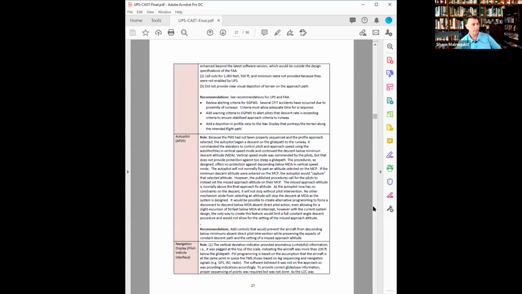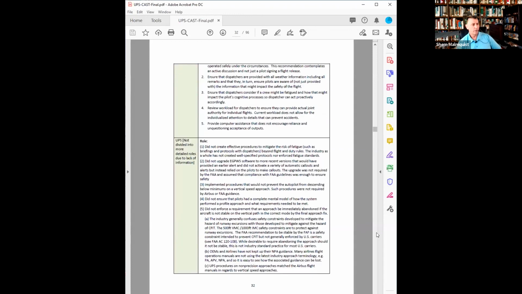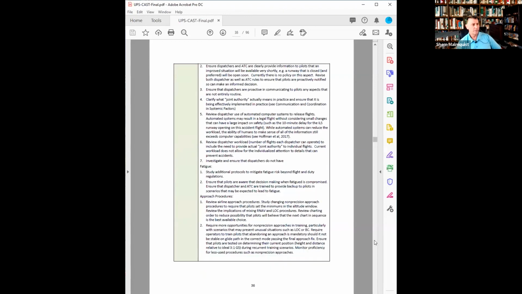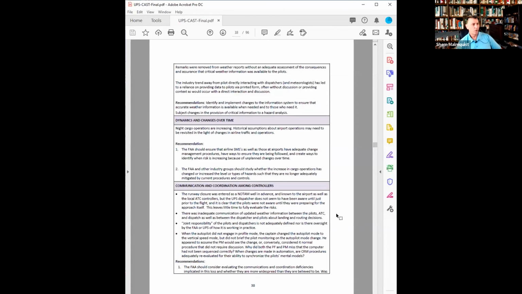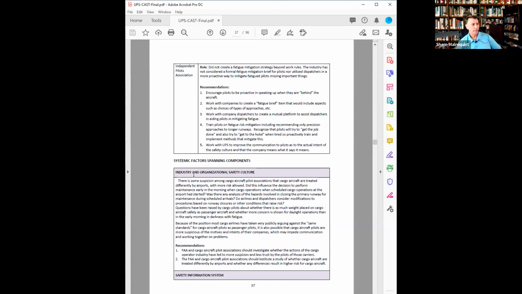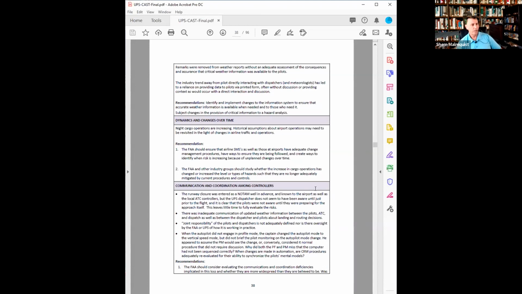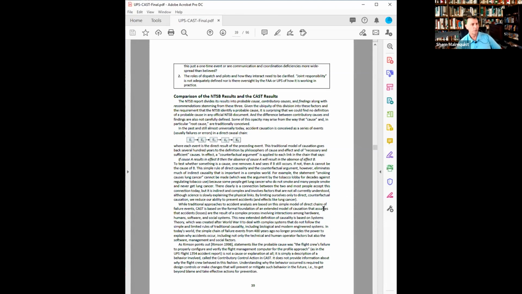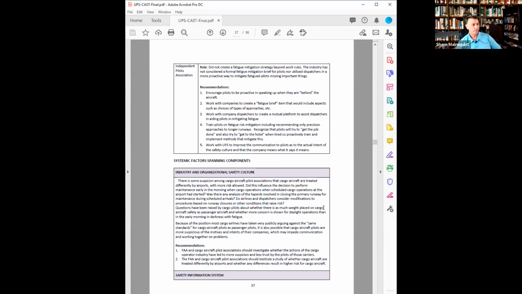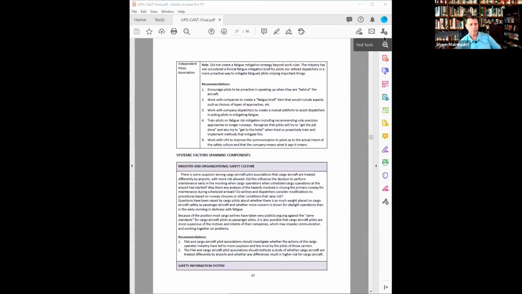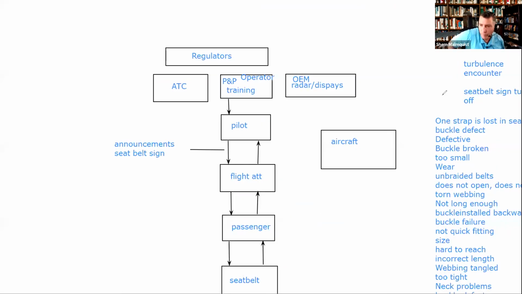But towards the end, we end up with problems that span all the system components. So we have industry and organizational safety culture, dynamics changes over time, communications and coordination amongst controllers, and the safety information system. We pull those together afterwards. I don't know if that was helpful for everybody, but this gives you some idea of a better way to structure this possibly.